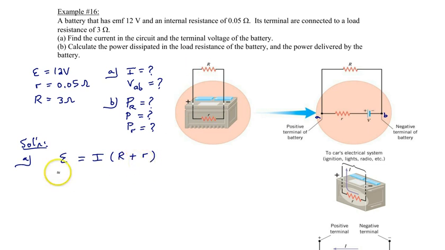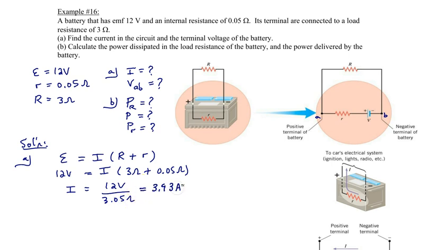So we have then 12 volts equals that current, and the load resistance is 3 ohms plus 0.05 ohms. And you can go ahead and put that into your calculator. That would be 12 volts divided by 3.05 ohms. And that's going to give you 3.93 amps.